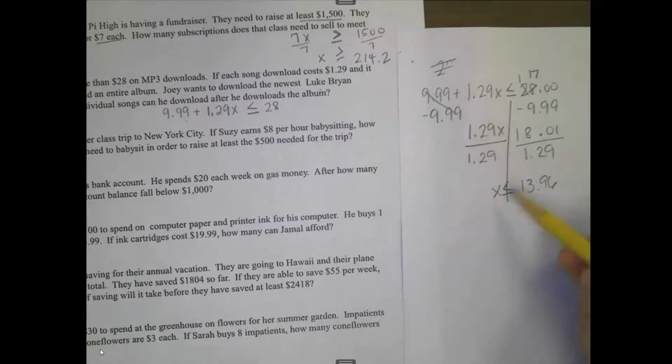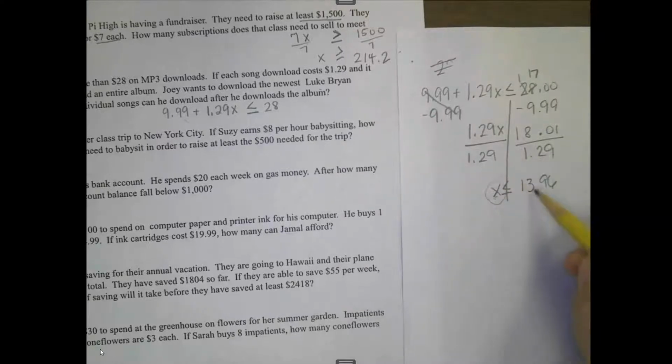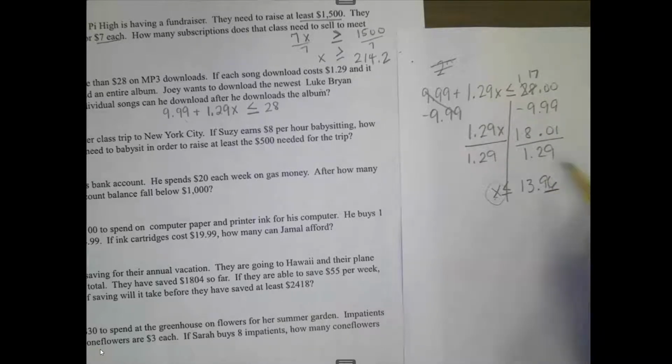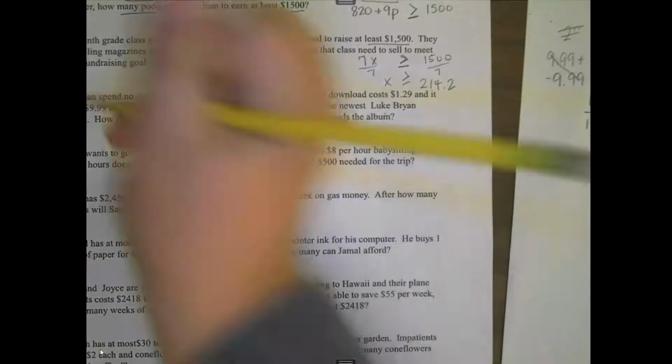So let's think about this. This is how many songs. So the most songs I can buy is 13.96. Well, I can't have part of a song. Now, if I go up to 14, I'm not going to be able to afford it because I need it to be less than. So it's going to have to be 13 songs, which matches A at the bottom.